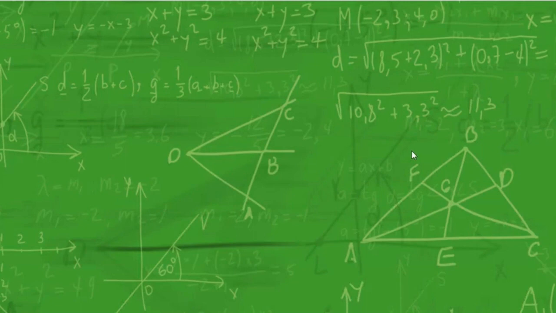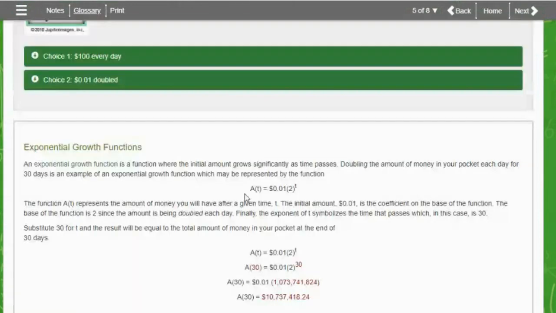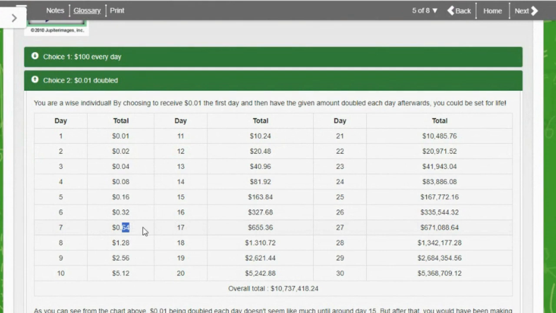Here's the $100 every day. We know that's $3,000. Here is doubled every day. Look at 7 days, you're still just making 64 cents. After 2 weeks, you finally made 81 bucks. You're almost to the $100 a day. The first 2 weeks, you're not hardly making anything.